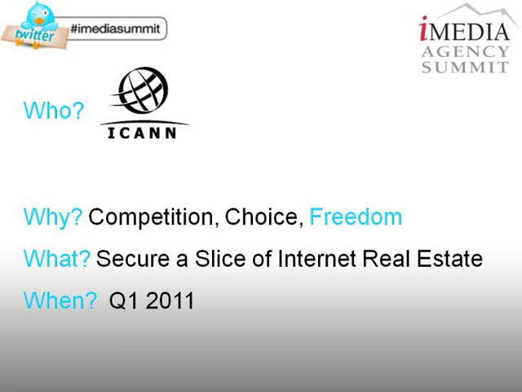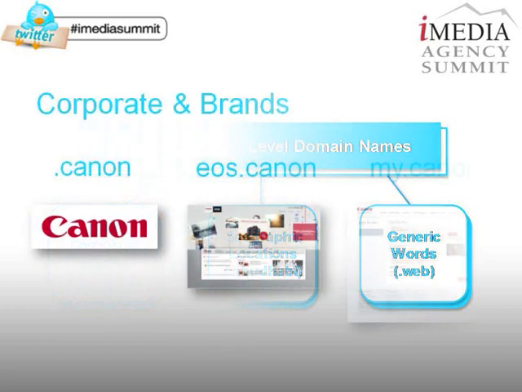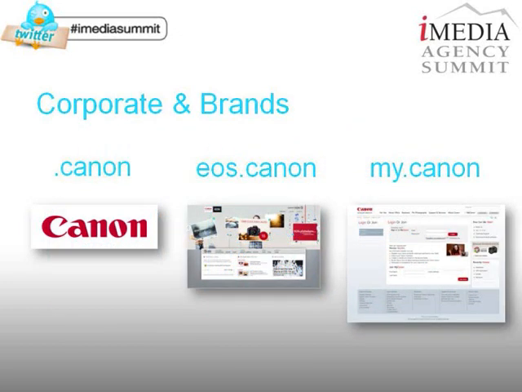How this is going to break down, there are going to be three areas. There are going to be corporates, there are going to be geographics, and there are obviously going to be generic words that are going to be available. One of the early brands that came out and said they were going to do this was Canon. Deloitte have said they're going to come out and do this. And a lot of other clients that we're talking to are saying they're going to do this as well, but maybe not holding their hand up just yet, in order to make sure they get the best crack at their own top-level domain name.